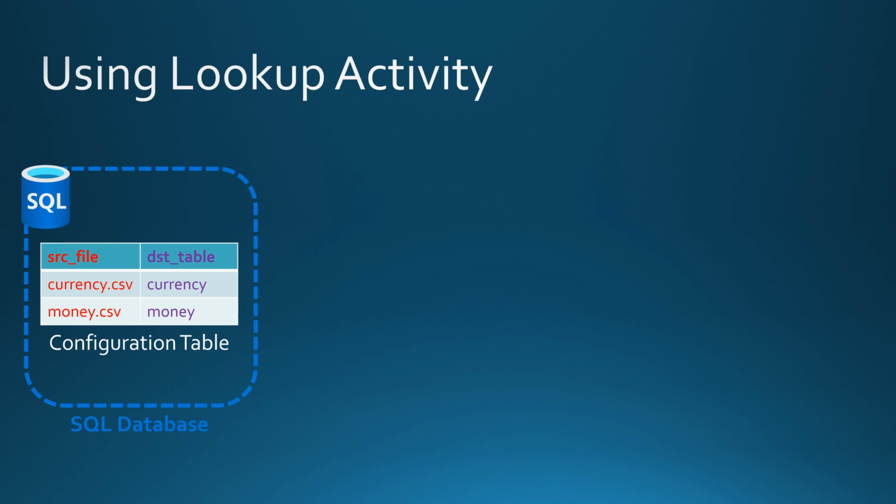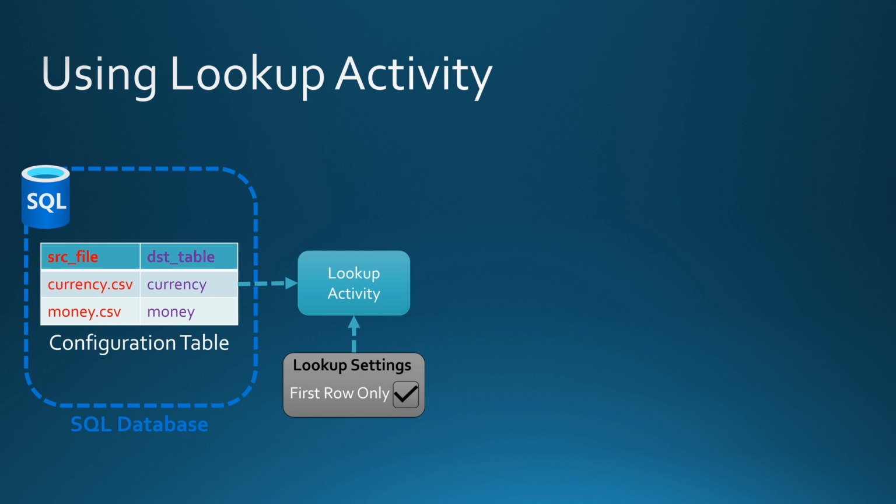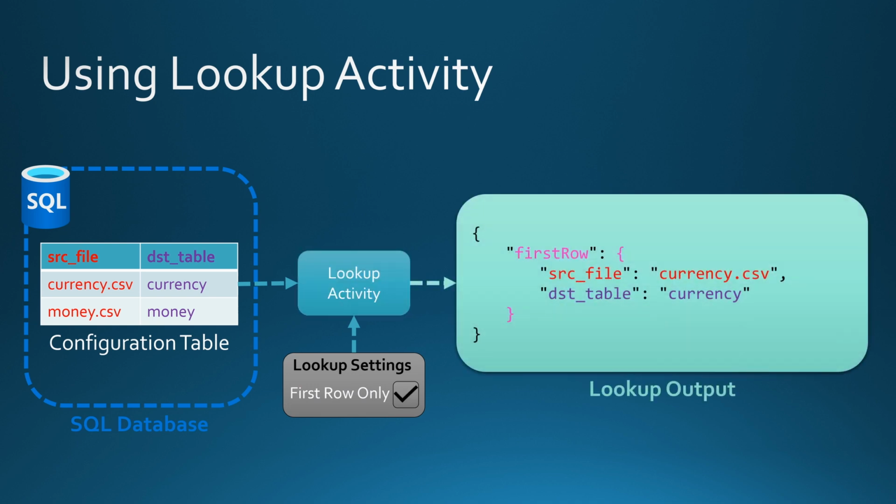Now let's also configure our lookup activity to only retrieve the first row. Now our lookup activity runs, and our output is going to be the first row of this table, meaning that we only get the source file and destination table of the first row, which are currency.csv and currency. Also, these two values are wrapped in an object called firstRow.